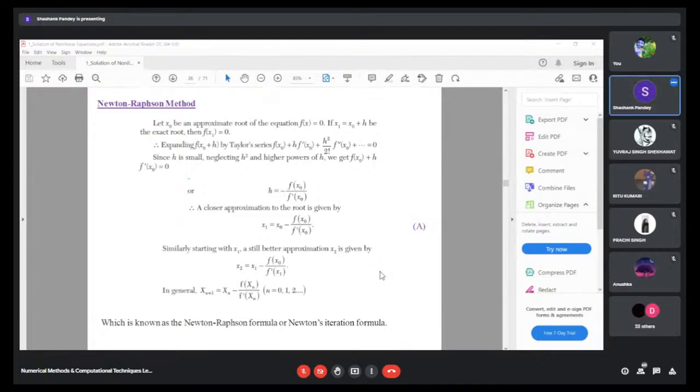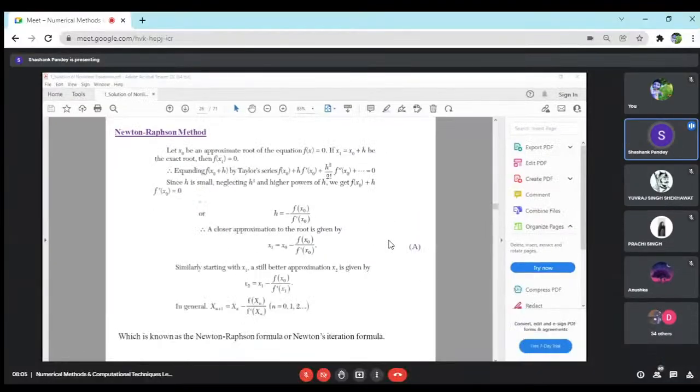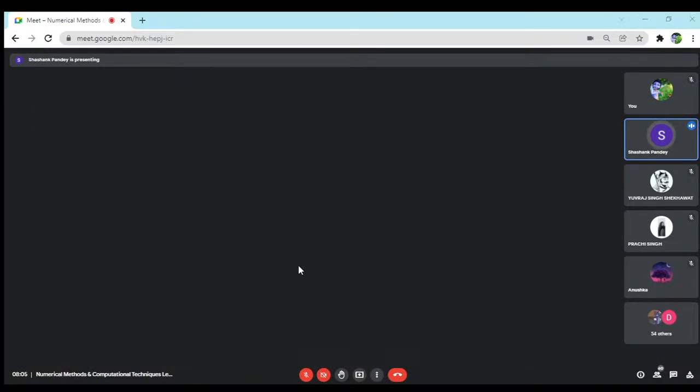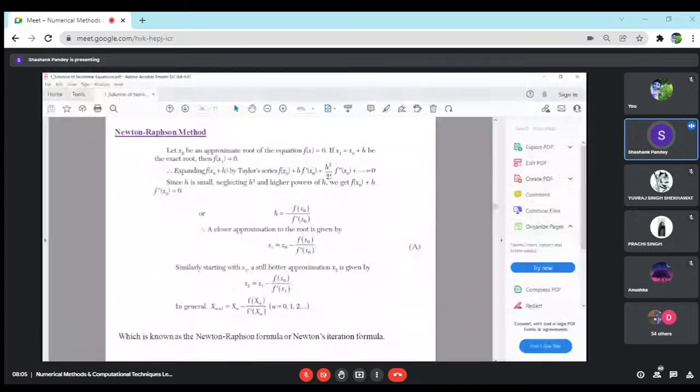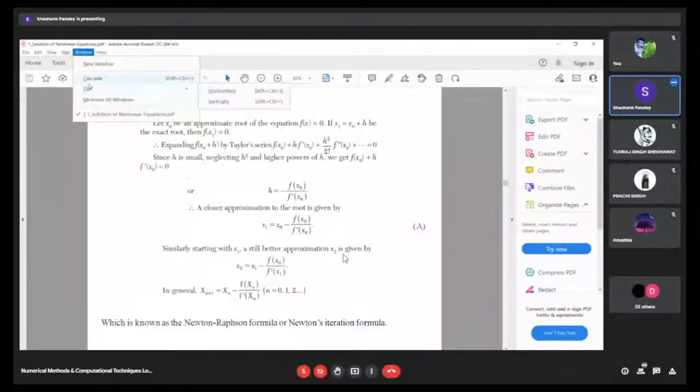Today we will start a new topic, that is the Newton-Raphson method. This is also a method for finding roots of a non-linear equation. So let us quickly proceed towards the method.